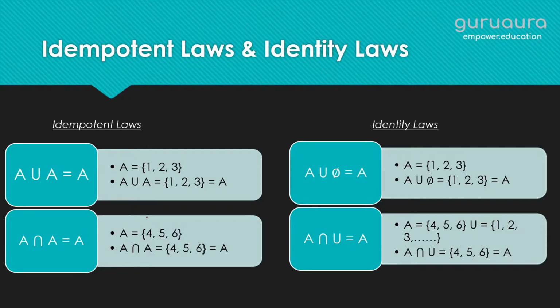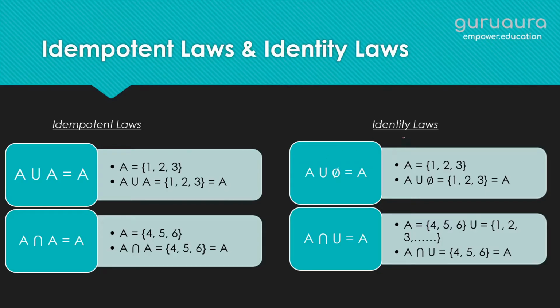Now let's see A intersection A is equal to A with an example. Let's consider a set A with elements 4, 5 and 6. Now what will be A intersection A? A intersection A will consist of the same elements 4, 5, 6, which is again A. So we can say that A union A is equal to A and A intersection A is again equal to A. That is, the process of applying an operation on itself is known as the idempotent law.